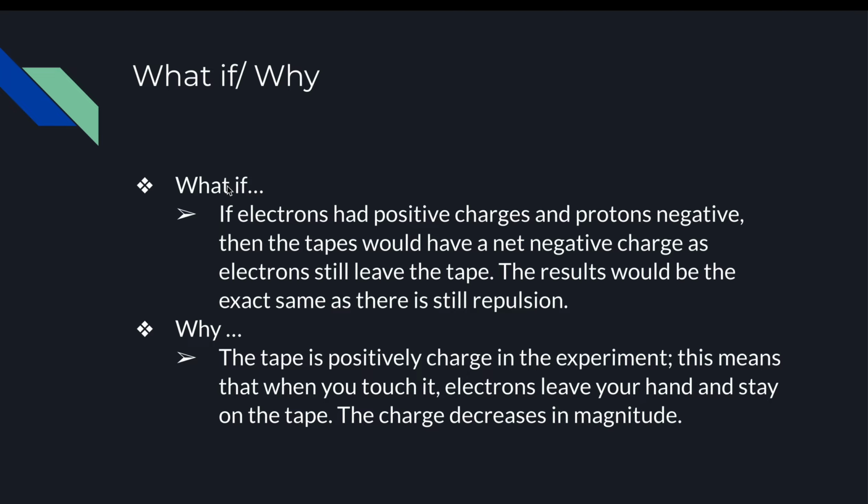So what if and why? What if? If the electrons had a positive charge and the protons negative, the tapes would have a net negative charge instead of a net positive charge, as the electrons still leave the tape. And the results would be the exact same because there's still repulsion. So why? The tape is positively charged in the experiment. This means that when you touch it, electrons leave your hand and stay on the tape. The magnitude of the charge decreases.